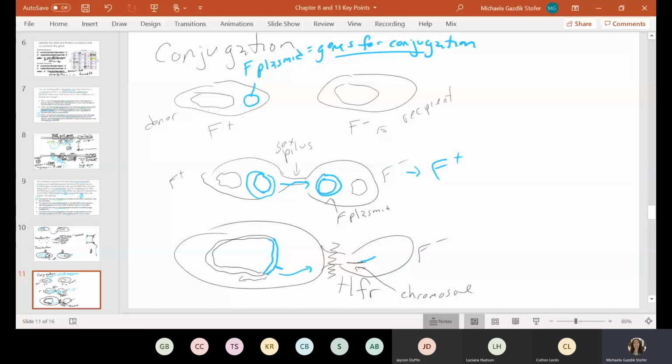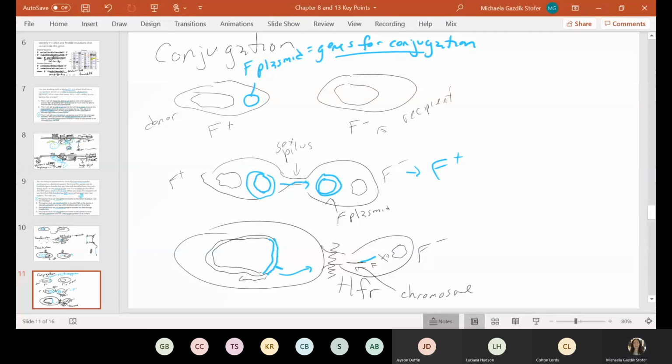But because we don't get the whole thing, this is not a circle, and so it is going to have to do that recombination into the genome to actually stay there. That's why we call them high frequency of recombination, because the recombination has to happen. Okay. Does that help? Other questions about horizontal gene transfer?